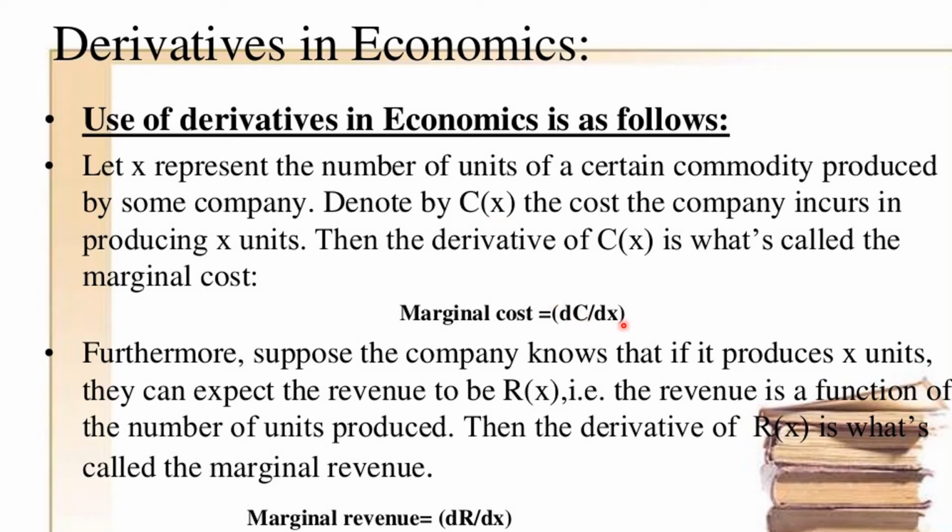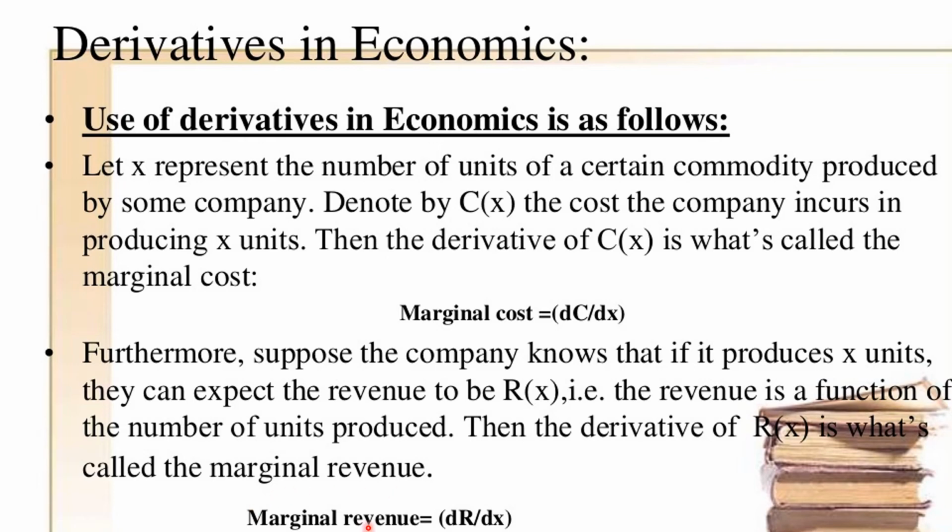...with respect to x. Understood this point, my children? Right. Similarly, suppose the company knows that if it produces x units, they can expect the revenue to be R of x. That is, the revenue is a function of the number of units produced. Here R of x denotes revenue from the number of units produced. Then the derivative of R of x is what is called the marginal revenue.